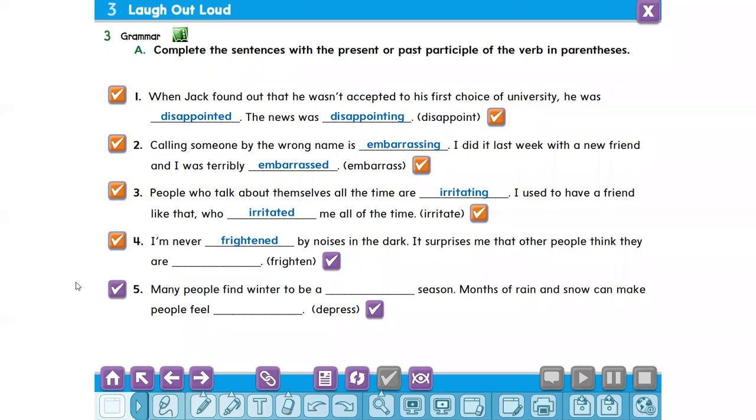It surprises me that other people think they are. Here, my friends, they refers to what? Thank you, Yasser. My friends, the question is for all the students. What does they refer to? If you can, please keep raising up your hand. If you don't, lower your hand.